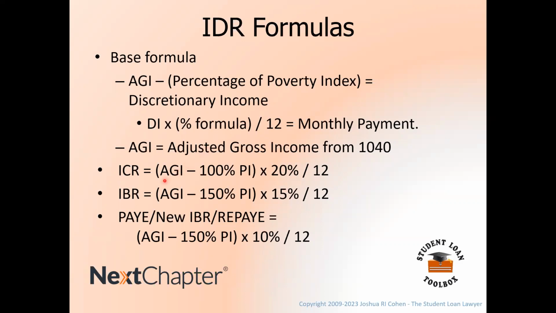All right, so again, income contingent is AGI minus 100% of poverty index times 20%. IDR is AGI minus 150% of poverty index times 15%. So it's cheaper because the poverty index is larger and you take less of that discretionary income. New IDR, Pay and Repay, is 150% of poverty index, like IDR, but they only want 10% of what's left in. So this is a winner. So if you can be on Repay, be on Repay. But again, if you have an FFEL, you're stuck with IDR. Consolidate, you could have Repay. Okay.